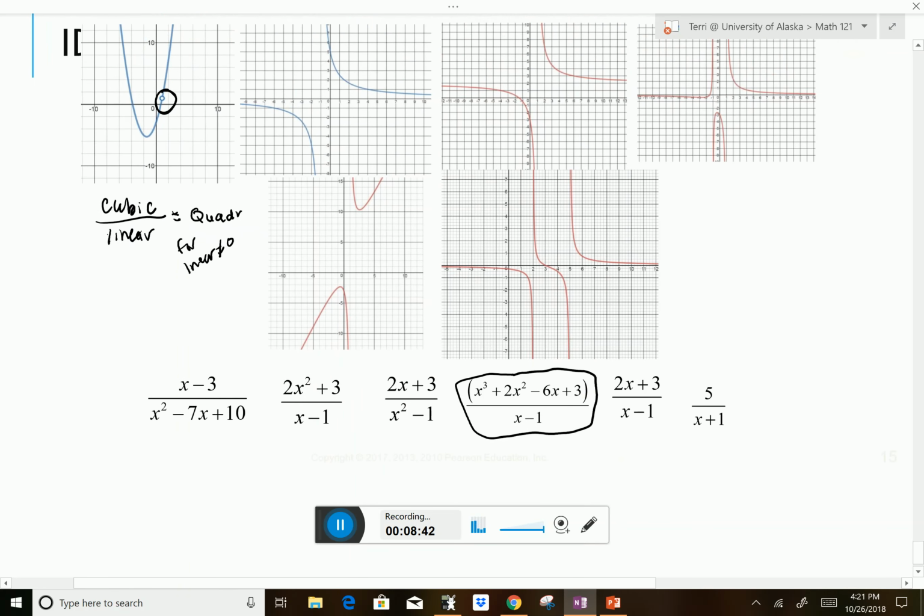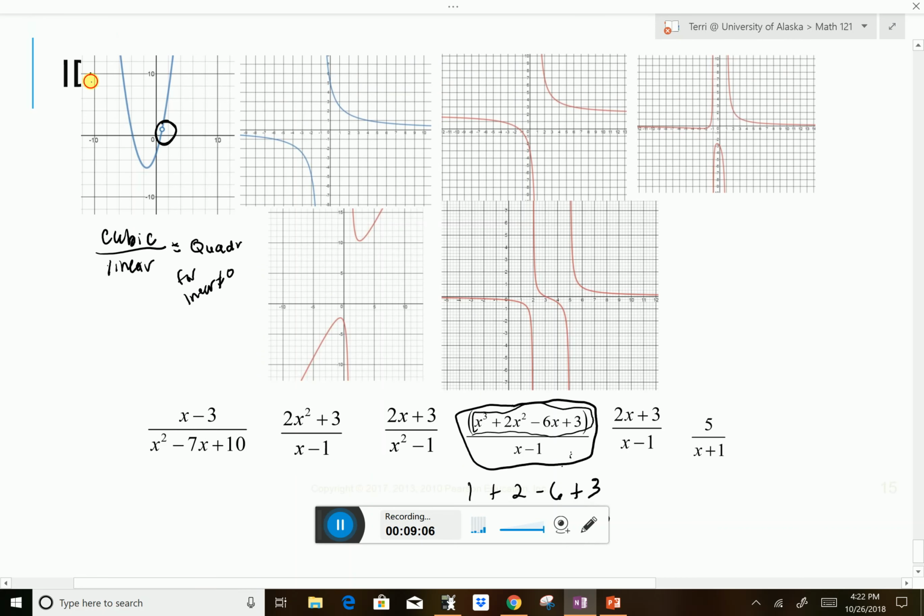Let's see, is 1 a factor of this? We wouldn't have a vertical asymptote, we would have a missing point at 1. So let's see if that would work. 1 plus 2 minus 6 plus 3: 1 plus 2 is 3, minus 6, plus 3. Yep, that would be 0. So this would be this number. I'm going to call this A. This is A. Let's call this one B.